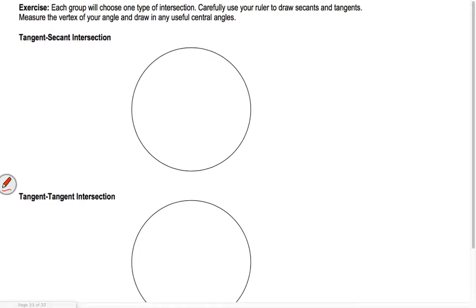All right, so it says exercise. Each group will choose a type of intersection. The first one is a tangent secant. You all have rulers. Probably need rulers here, so pass these out. Sorry, I really thought I could reach, but I can't. All right, so a tangent secant intersection is where a tangent line just touches on the edge and a secant line slices through.